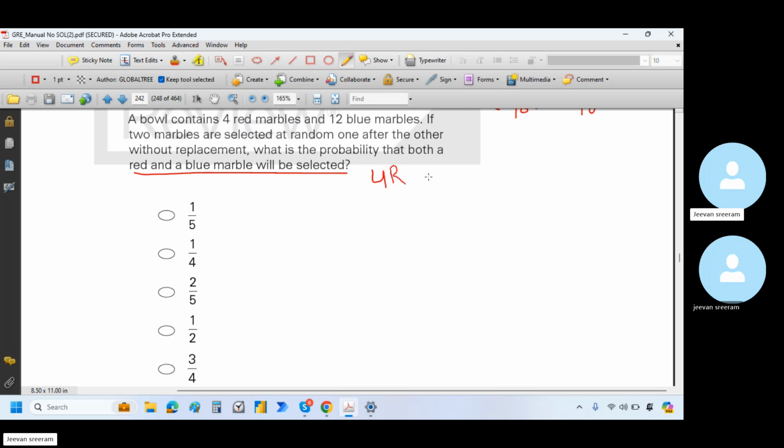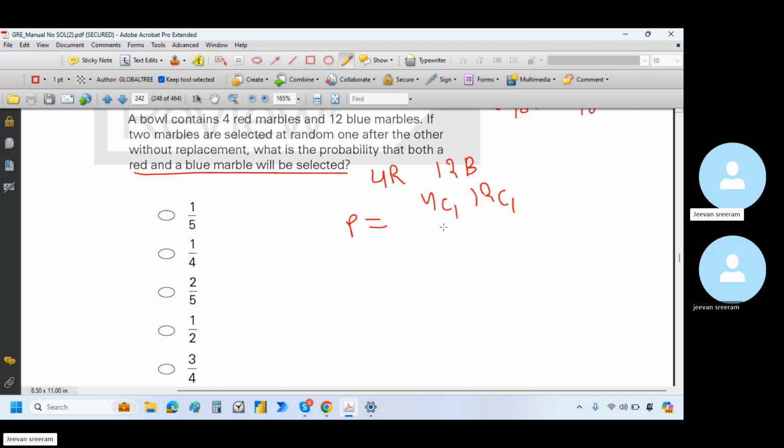We got 4 red marbles, 12 blue marbles. So the probability is going to be, we have to get 1 red marble. Okay, let's take 4C1, and without replacement. However, we are not picking another red marble. The next one is a blue marble, 12. When the event has not yet finished, within the event you have to go with a kind of multiplication like this.